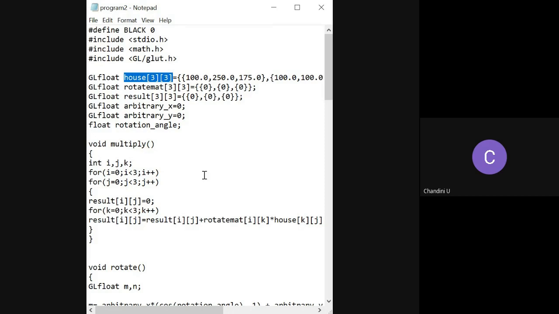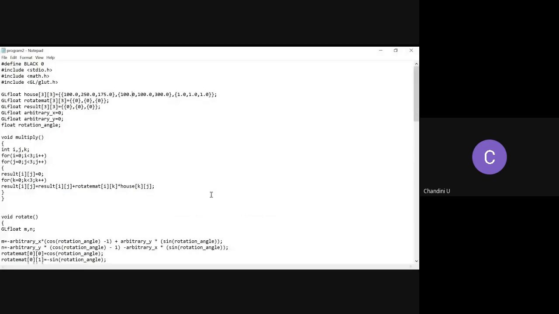What is our program? To rotate a triangle. Create and rotate a triangle about the origin and a fixed point. That is our program. So first of all, let me define a matrix to store my original object. My original object is a triangle, so I am specifying the coordinates of the triangle here itself. Say 100, 250, 175. This constitutes the first row of the matrix: 0 0 is 100, 0 1 is 250, 0 2 is 175. Now the second row of my matrix is 100.